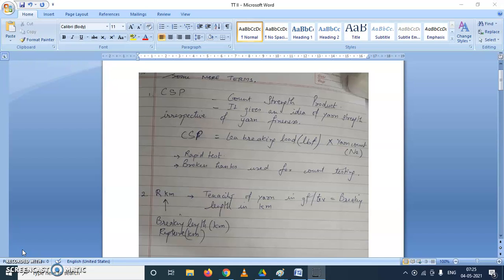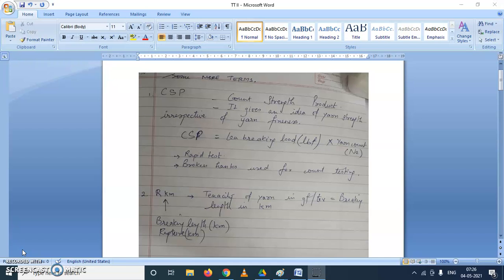CSP is a value which we take only for a lea of the yarn. We take the lea, find its breaking load in pound force, and then we measure the weight of that lea and find out the count in English count system, and then we multiply these two values. CSP is always taken in these units: lea breaking load in pound force and yarn count in Ne.